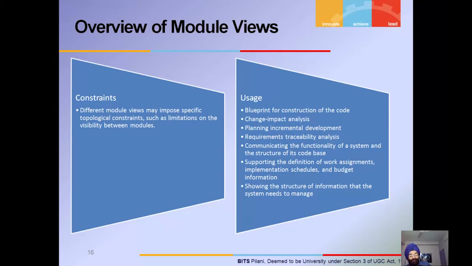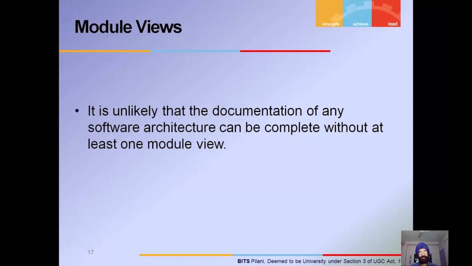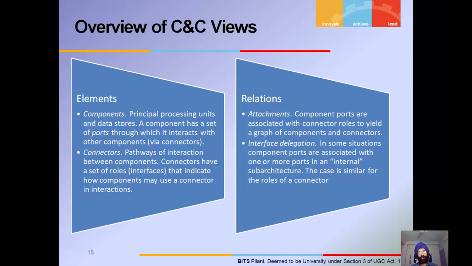So the moment you divide into elements, your understanding of the system improves. You can assign work, you can implement schedules, you can budget each module much better. And all in all, it helps you to document or structure the information about your application and helps you to manage your system. From here, we have seen that almost any documentation will definitely have at least one module view, because most developers start off by taking the application and breaking it apart into units, and we call this the module view. What about the component and connector view?